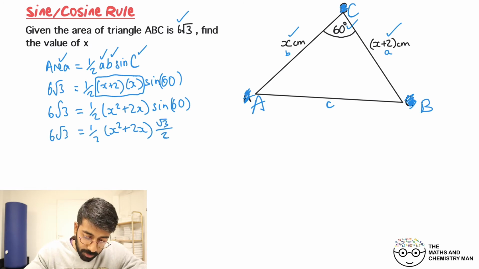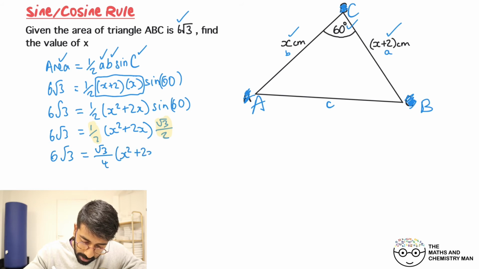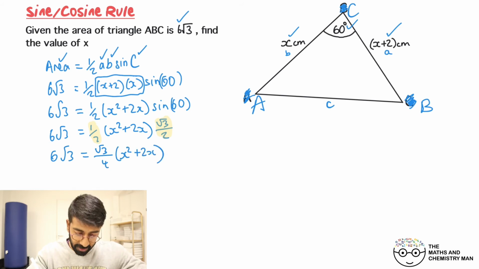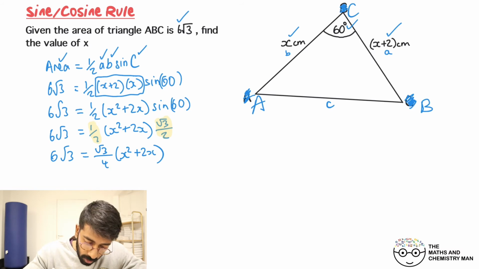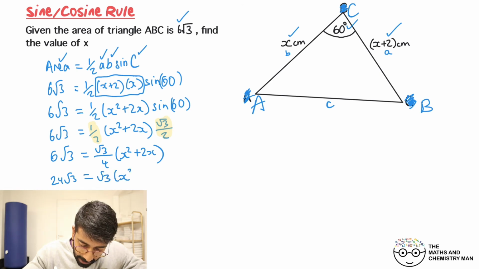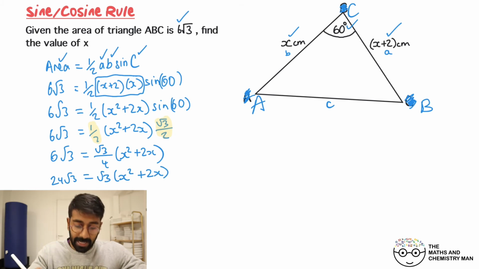And now what we can do is bring these two fractions together. Okay, so we can multiply those because everything here is multiplying each other. So we can simplify that down a bit further to that, and then we'll have root 3 over 4, and then x squared plus 2x, like that. Perfect. Next thing, I think I'm going to multiply both sides by 4 to remove this 4 down here, right? So what's that going to give us? That's 24 square root 3 is equal to root 3 times x squared plus 2x, like that.